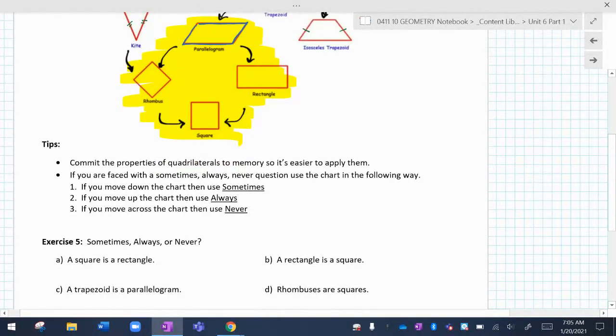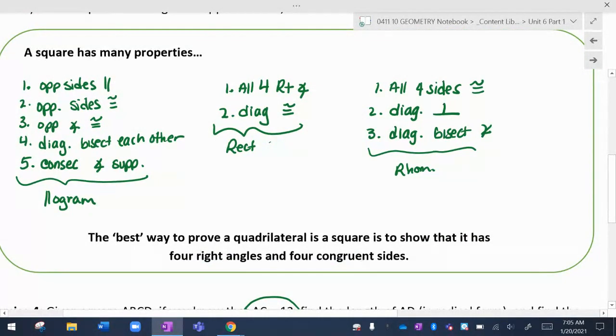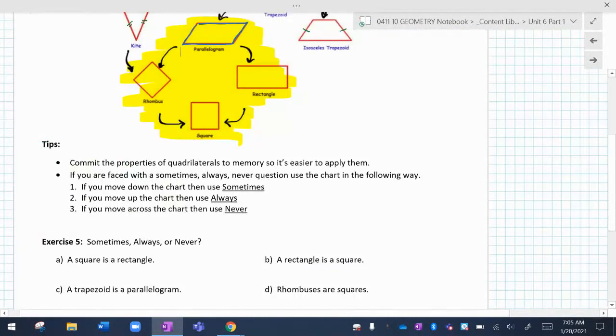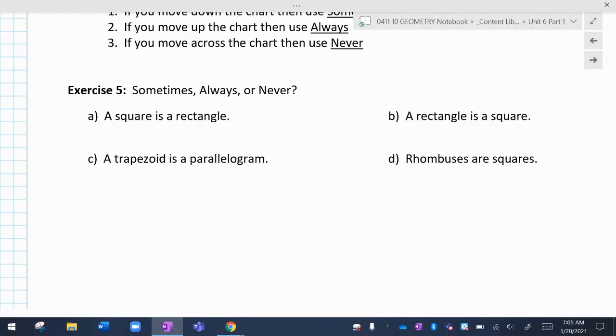So make sure you know the properties. The best way to know those properties is probably to find a way to memorize this box. And then you can do some sometimes, always, never. And I'm done with the video right after this, I promise. So sometimes, always, never. A square is a rectangle. Well, a square always has 4 right angles. A rectangle always has 4 right angles. So a square is a rectangle always.